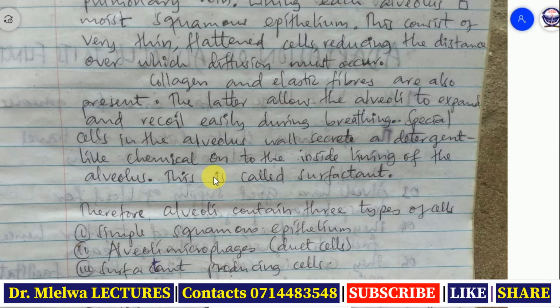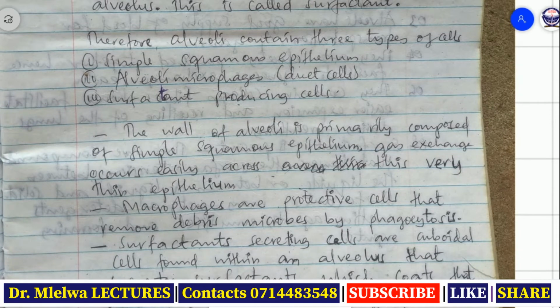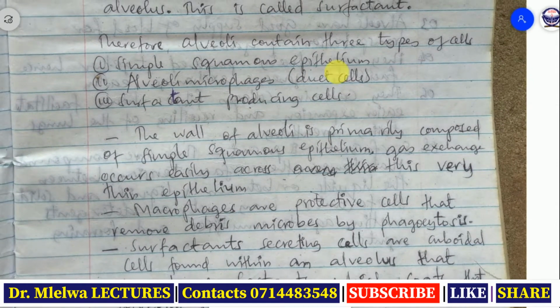We have another type of cell which secretes surfactant in the inside lining of the alveoli. Also we have the collagen and elastic fibers. We have the network of capillaries which originate from the pulmonary artery and join to form the pulmonary vein.